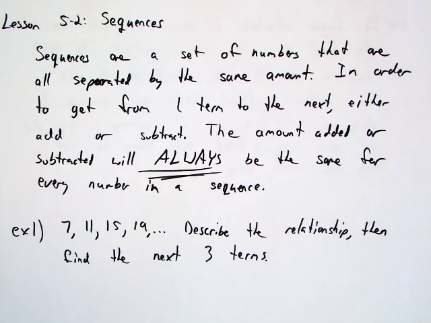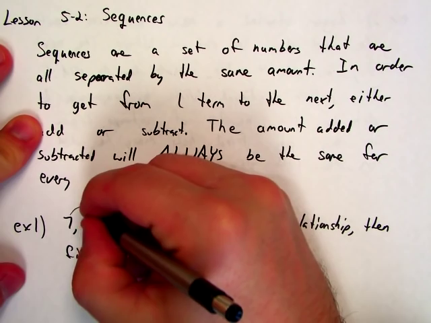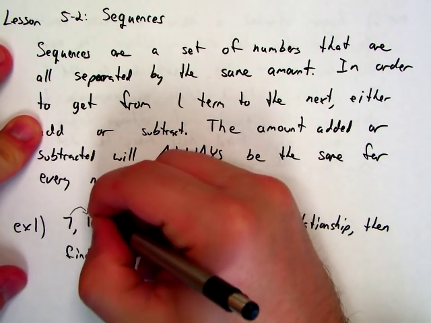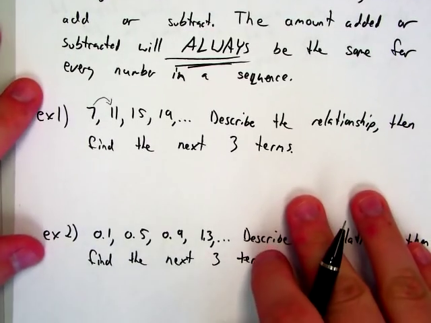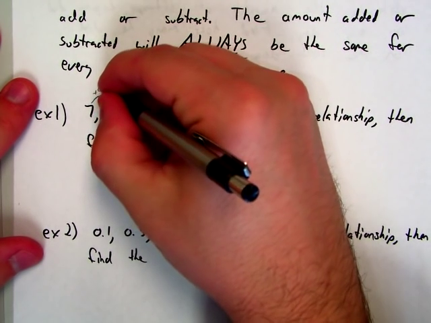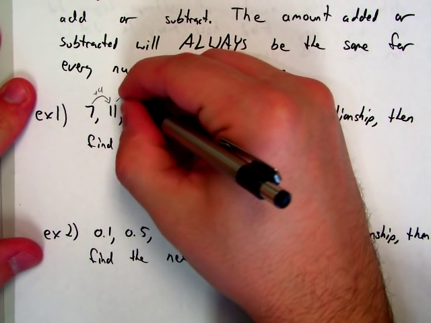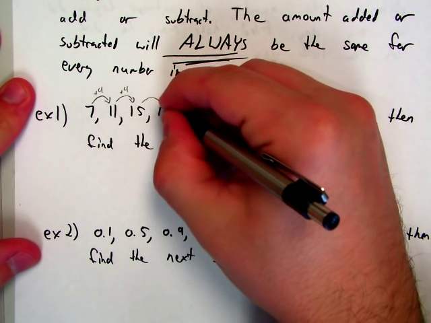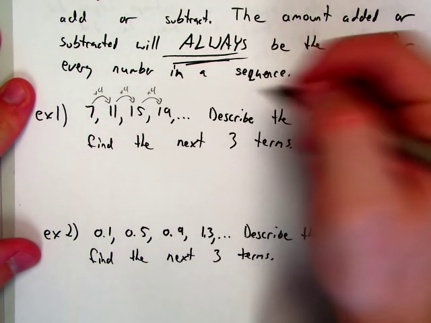So the first thing that we need to do is determine what that addition or subtraction is, and how we do that is we describe its relationship with each other. So first thing we're going to do is say, well, what do we do to get from 7 to 11? We add 4. Same thing here, we add 4, and continue the process, we also add 4.